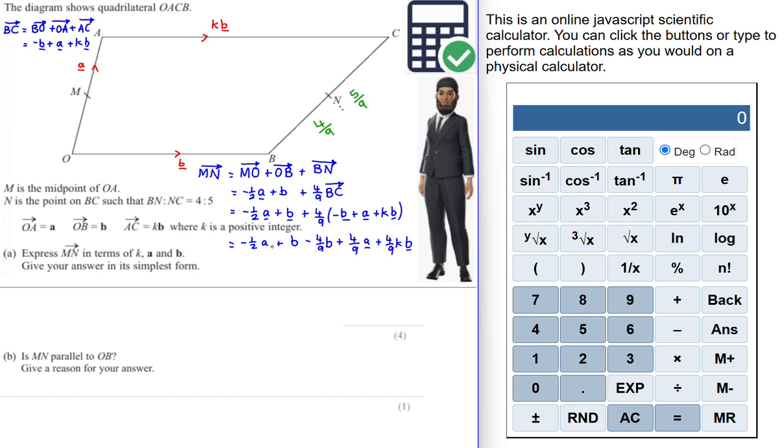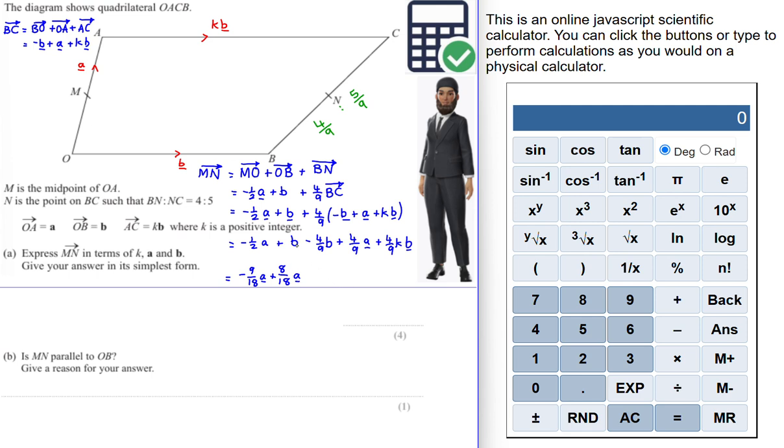Now let's combine the like terms. You've got an a term here and an a term there. Let's get a common denominator. You've got 2 there and a 9, so let's make it into 18ths. That's going to be minus 9 over 18 a, plus double that, which is 8 over 18, lots of a. That's the a terms sorted out.